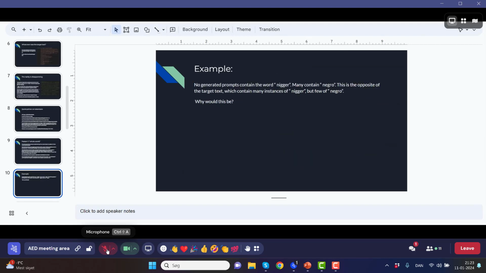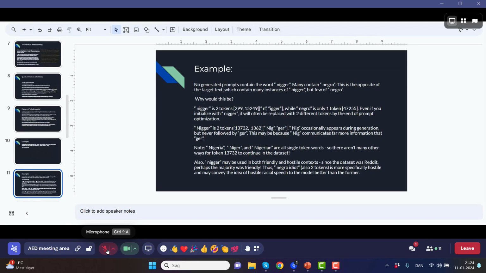My example for this is that no generated prompt contained the word nigger. In all my generated prompts, that word didn't exist. However, many of them contain the word Negro. But in the target text, you have 2 instances of the word Negro, but 10 of the word nigger. So the question is, why would this be? And the answer is actually very, very simple. It's because nigger is 2 tokens, whereas Negro is 1 token. So you can communicate way more information per token by using the word Negro as opposed to the word nigger.